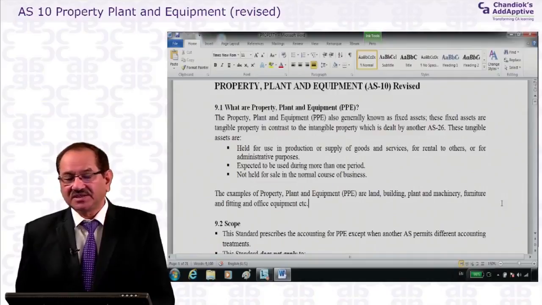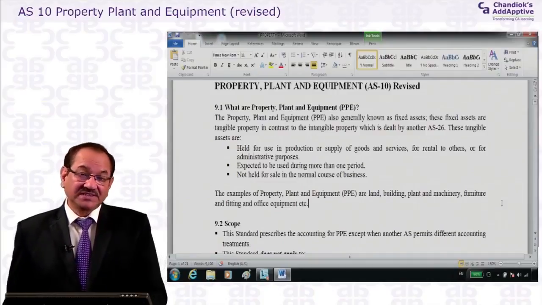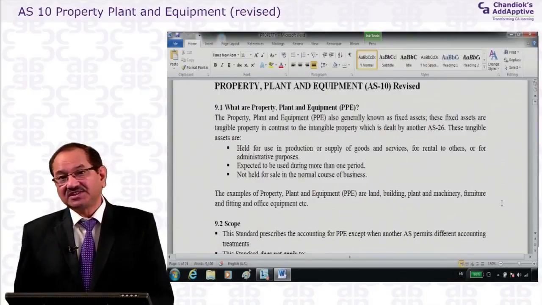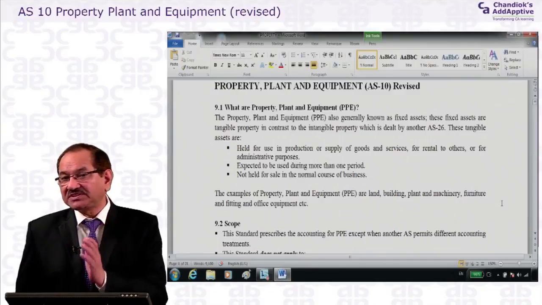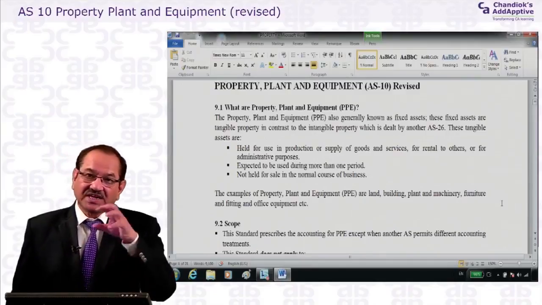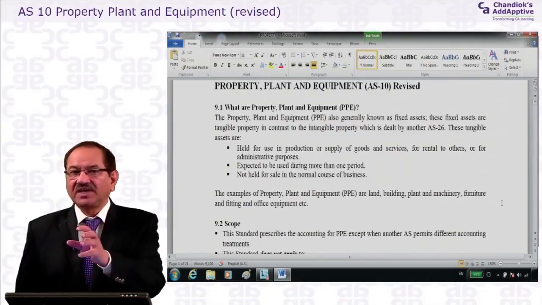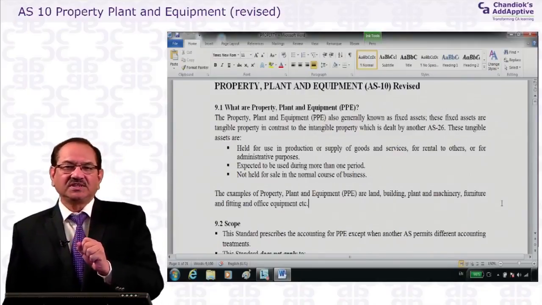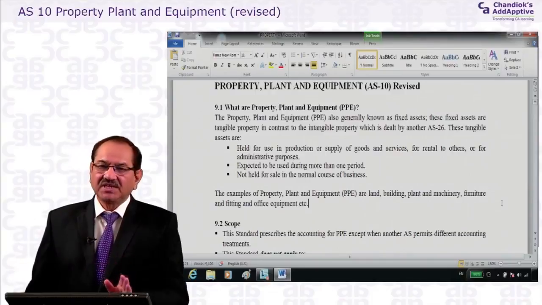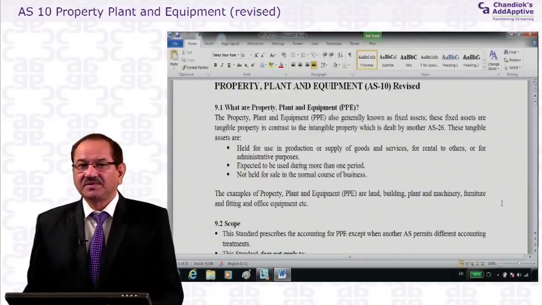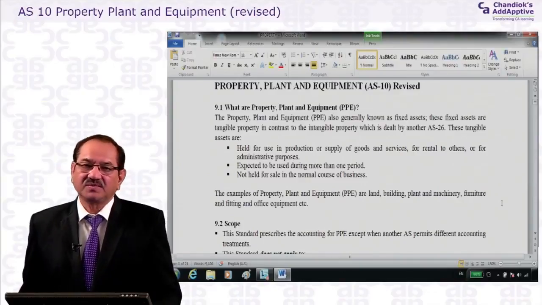The substance is the same. We will be discussing these whole chapters, and this chapter includes depreciation. It also discusses the principles regarding depreciation, which was earlier in Accounting Standard 6. Accounting Standard 6 therefore has been withdrawn, because the provisions regarding depreciation have been incorporated in Accounting Standard 10 itself, that is, of property, plant and equipment.